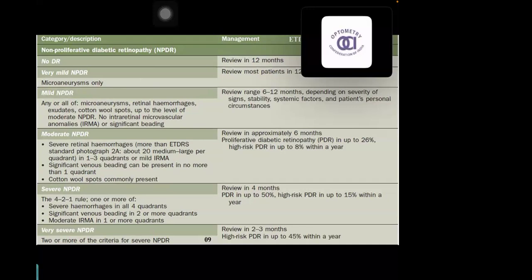So mild NPDR shows only microaneurysms, moderate shows hemorrhages, exudates, and venous beading, and severe NPDR follows the famous 4-2-1 rule: hemorrhages in all four quadrants, venous beading in two or more quadrants, or intraretinal microvascular abnormalities in at least one quadrant. So the key point is that NPDR represents early damage, and if detected at this stage, vision can often be preserved with good systemic and ocular management.